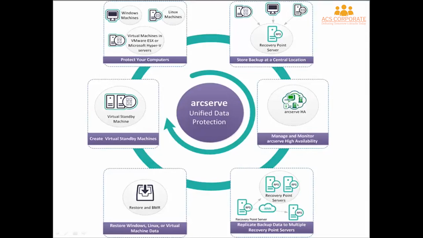Here we have a diagram to show you what types of capabilities Arcserve UDP can provide when you install the full component of the product. Arcserve UDP is a unified data protection solution where you can back up and protect Windows and Linux nodes and virtual machines and VMware ESX servers or Microsoft Hyper-V servers, create standby virtual machines, restore data, replicate backup, monitor Arcserve high availability, and copy files and recovery points.